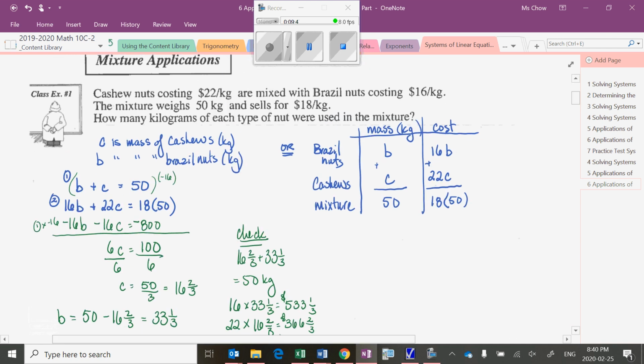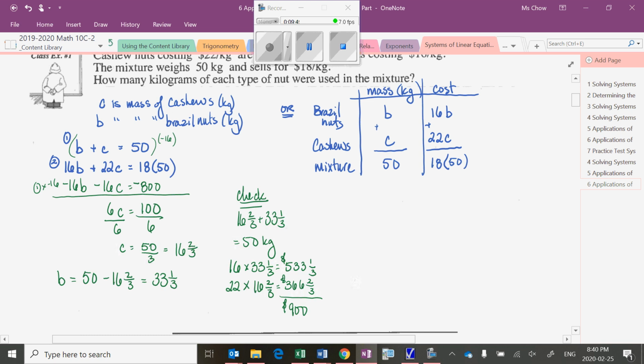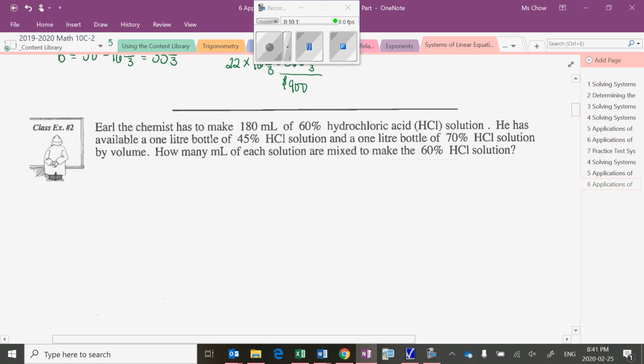So in answer to the question, how many kilos of each type of nut were used, then we can say there are 16 2/3 kilograms of cashews and 33 1/3 kilograms of Brazil nuts. Great. Okay, let's take a look at our next question.